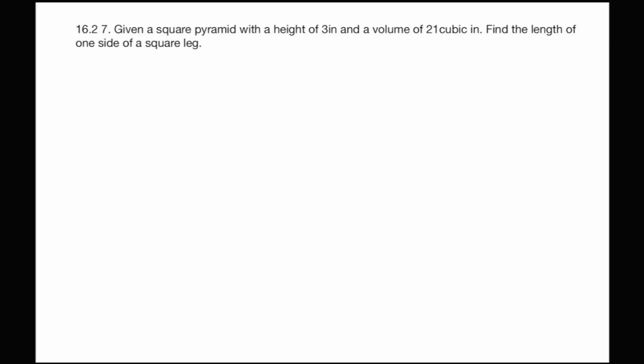So, my problem says, given a square pyramid, it's going to have a height of 3 inches and a volume of 21 cubic inches. We have to find the length of one side of the square base. All right, so this problem is different because instead of giving us the area of the base and the height, it gives us the height and the total volume.